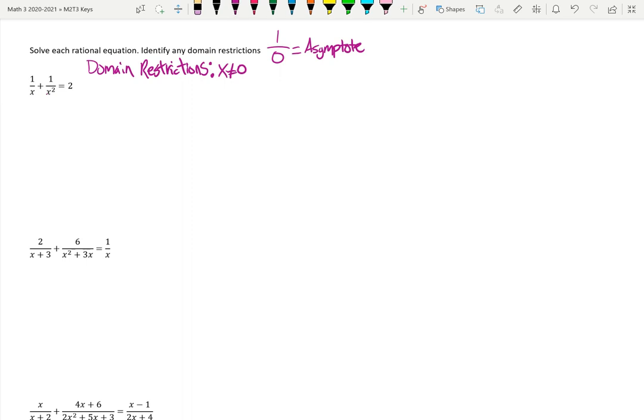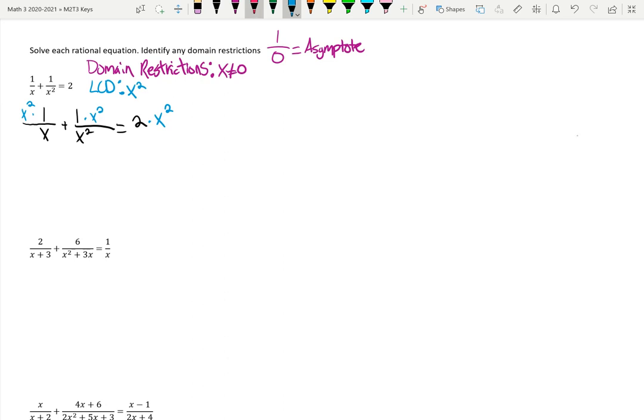Now, after doing the domain restrictions, what we're going to do is multiply by the LCD. In this case, I see that the LCD is going to be x squared. By multiplying by x squared to both sides, it is going to eliminate the denominators. I always like to rewrite my fractions with an extra long denominator so I can fit what I'm multiplying it by. So I multiply the left side by x squared, multiply each term on the left side, and then the right side as well.